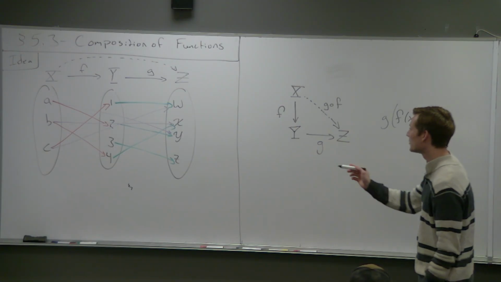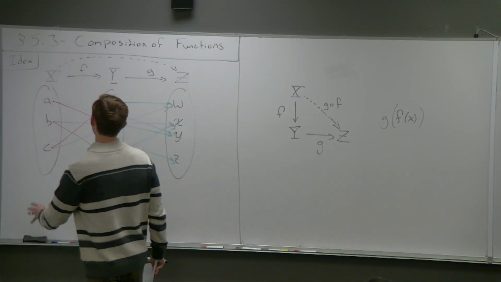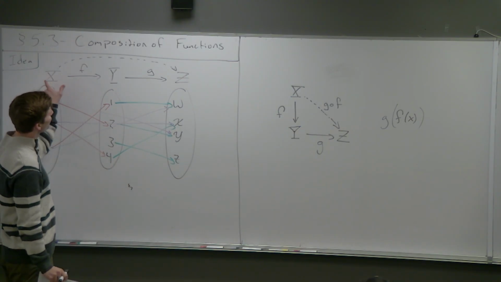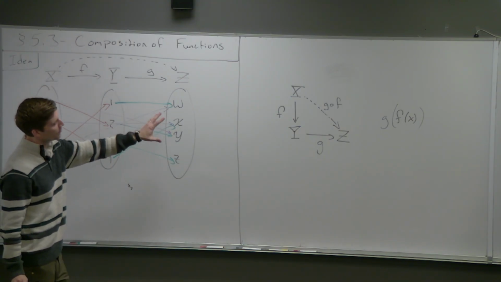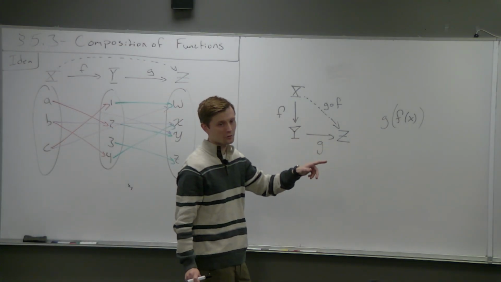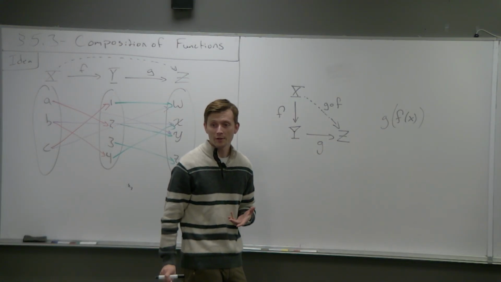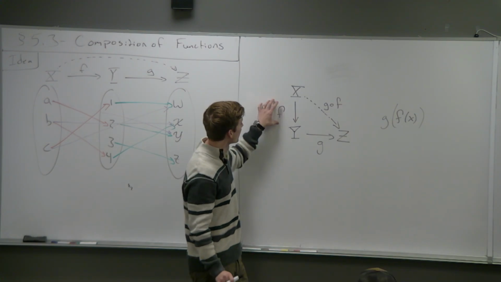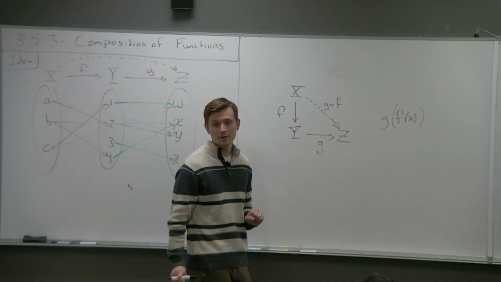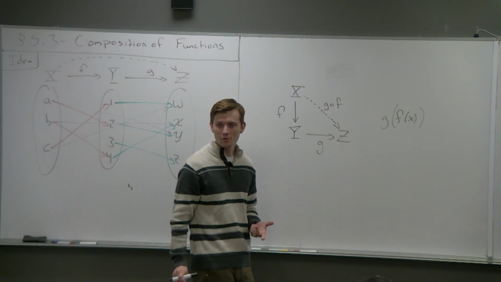But so the question becomes, when you form this new function, this new one you get by following arrows, what sorts of properties does it inherit from the functions f and g? I think we can discern a few of them right away.